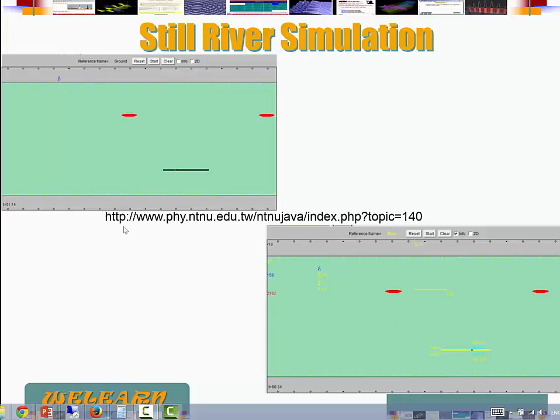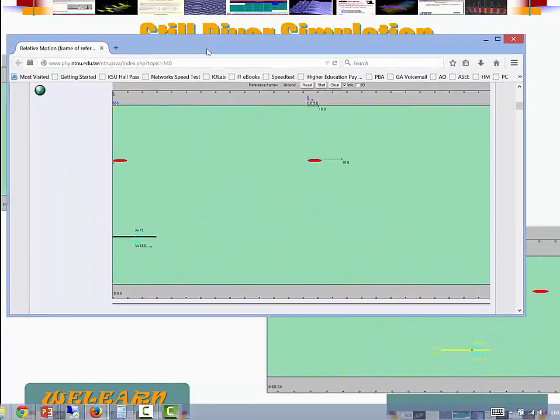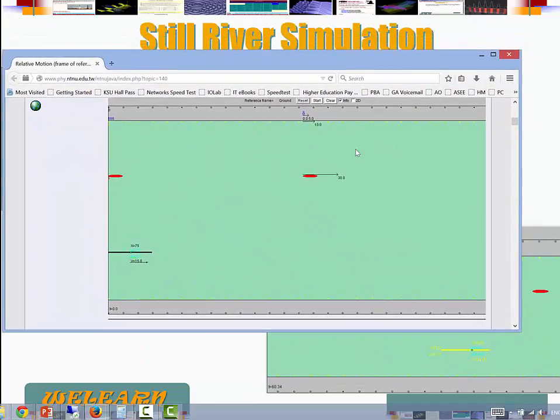Let's consider this example using the simulation here. I'm going to pull it up in front of us. Okay, so here's a river. What we see here in greenish is a river, and this is the ground, and we have a tiny person here. These arrows here are vectors for the different velocities that we can set up.